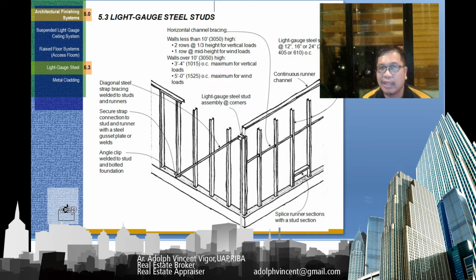Then these are light gauge steel studs. So this here is your diagonal strap bracing welded to studs and runners. This is a secure strap connection to stud and runner with a steel gusset plate or welds here, this side. This is an angle clip welded to stud and bolted to the foundation. This is what you call the horizontal channel bracing here. This is a continuous runner channel here at the top.